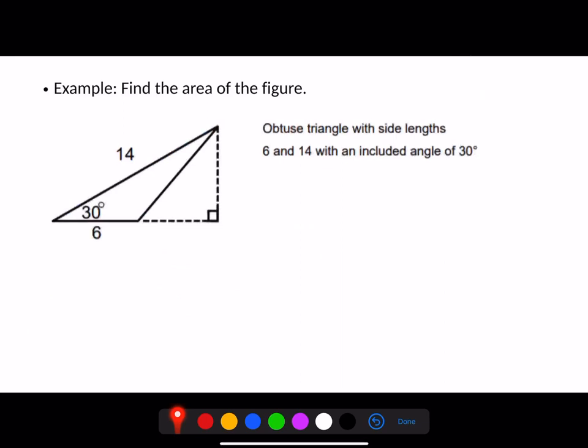All right, getting a little bit more difficult here. Find the area of a figure. We have an obtuse triangle with side lengths 6 and 14 with an included angle of 30. So 6 and 14 for our side lengths. The angle included, the angle in between, is 30 degrees, which means that we must have a 60-degree angle up here if this is 90. So another 30, 60, 90 triangle.